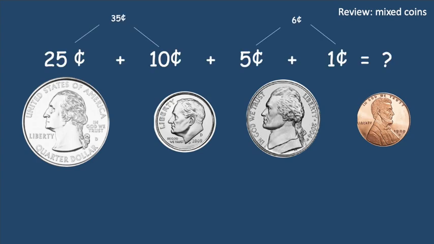Another idea is to add smaller groups and then add those sums like I did here. I added 25 cents plus 10 cents to get 35 cents. Then I added 5 cents plus 1 cent to get 6 cents. Then I added my two sums together, 35 cents plus 6 cents, to get a total of 41 cents.